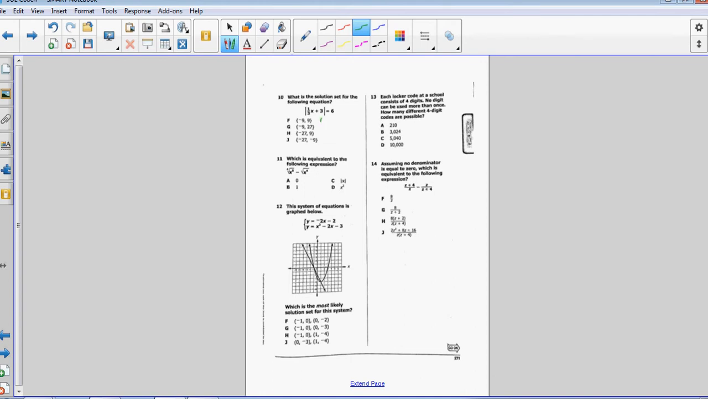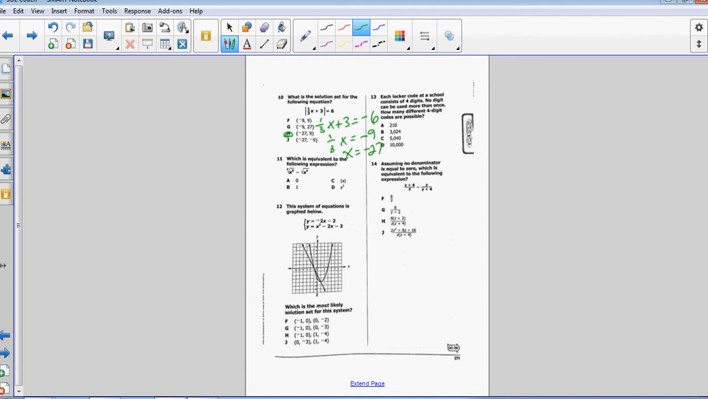So if I just set 1/3 x plus 3 equal to 6, I can subtract the 3 and get 1/3 x equals 3, and multiply by 3 and I get x equals 9. So 9 is one of my solutions. Then you want to set it equal to the opposite of 6. You want to set it equal to negative 6. When you subtract 3, you get 1/3 x equals negative 9, and you multiply by 3 and you get x equals negative 27. So your solutions are 9 and negative 27, and that looks like answer H.